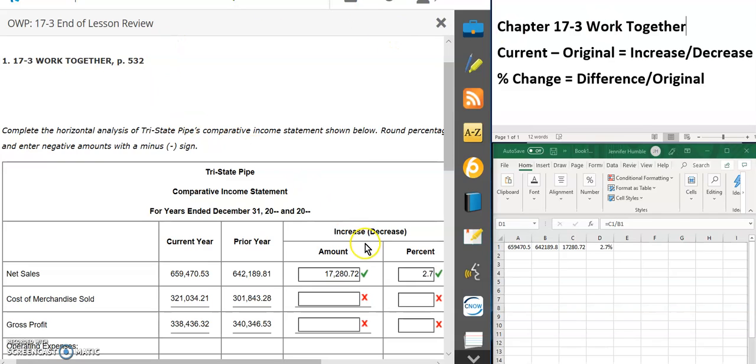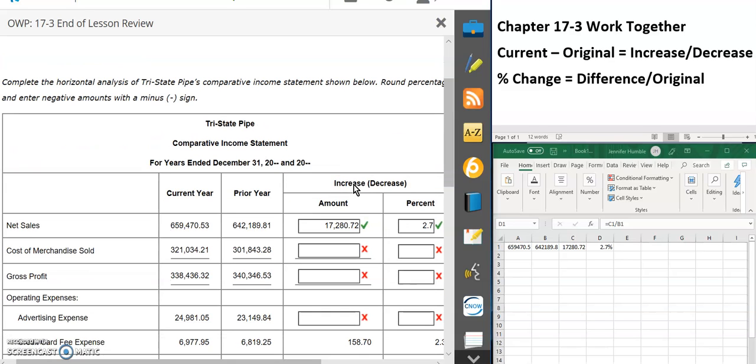All right, so what we're doing now is figuring out the increase and the decrease between current year and prior year, and then finding the percent change. Now, this can be really confusing if you let it. But if you think about what you're trying to figure out, it should be as simple as can be. The increase or the decrease is just the difference between these two numbers.